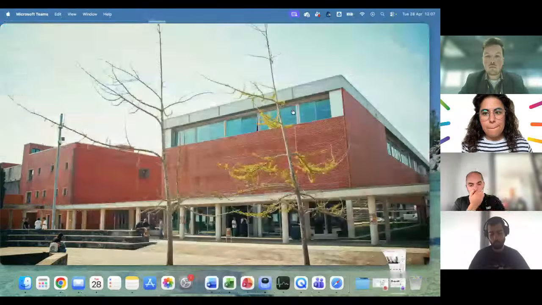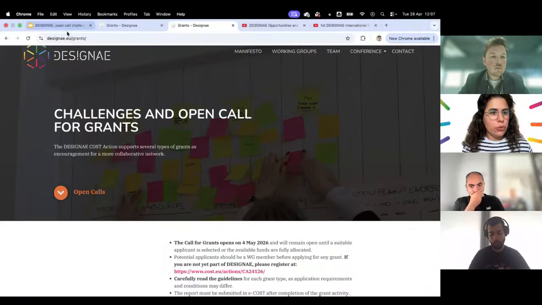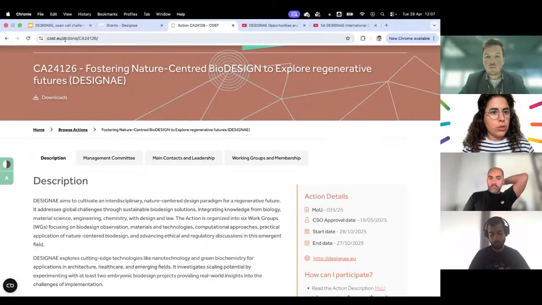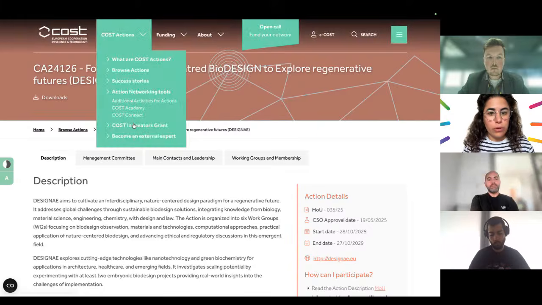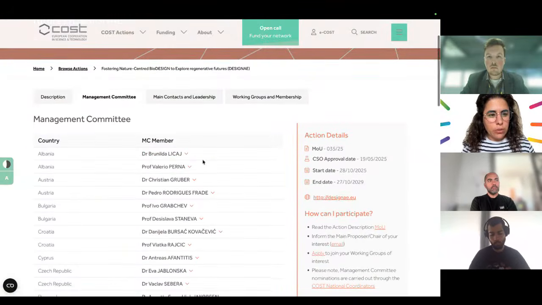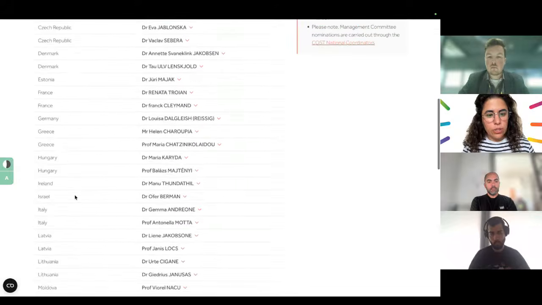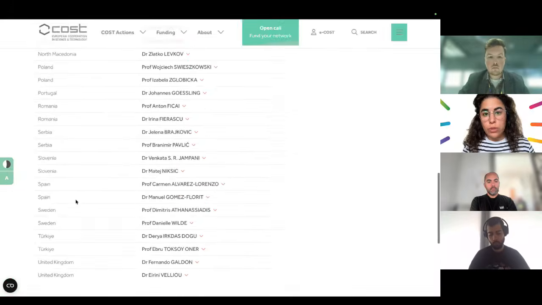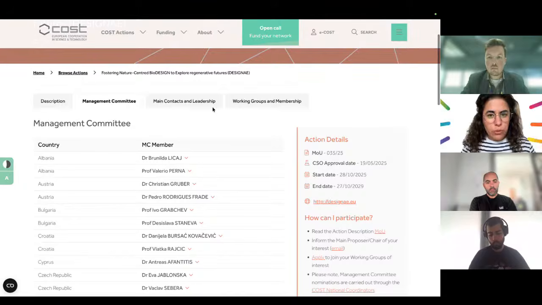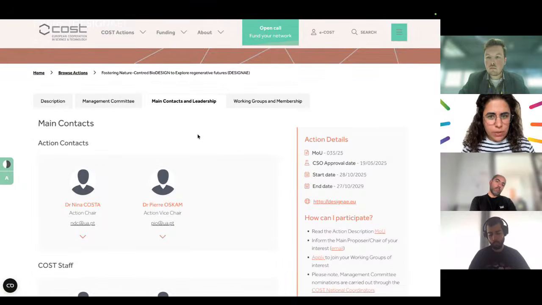So perhaps I can show this to you as well. Just one second. So if you go to CA, Cost Action CA 24126, which is the code of our Cost Action. You have here management committee members and the countries that are already registered. If you don't see your country and have high interest in applying, you have to go to main contacts and leadership, I think.